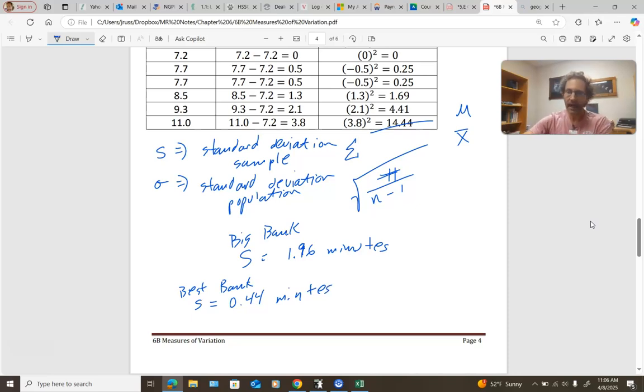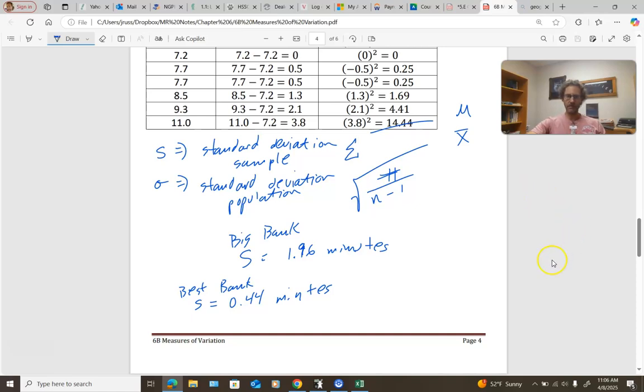Okay, so the average variance in wait times at Best Bank is, I said half an hour, I meant half a minute, not even half a minute. Okay, as opposed to almost 2 minutes for the average variance in wait times at Big Bank. So you see the difference here. The difference in variation that we noticed earlier in the previous video is evidenced by the standard deviation, this metric. Okay? So remember, the standard deviation is a way for us to put a number or to quantify the variation that a data set has.